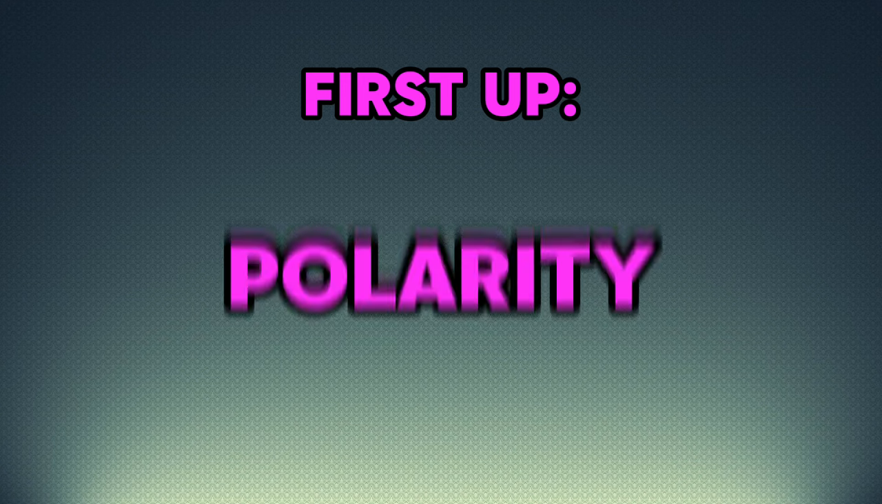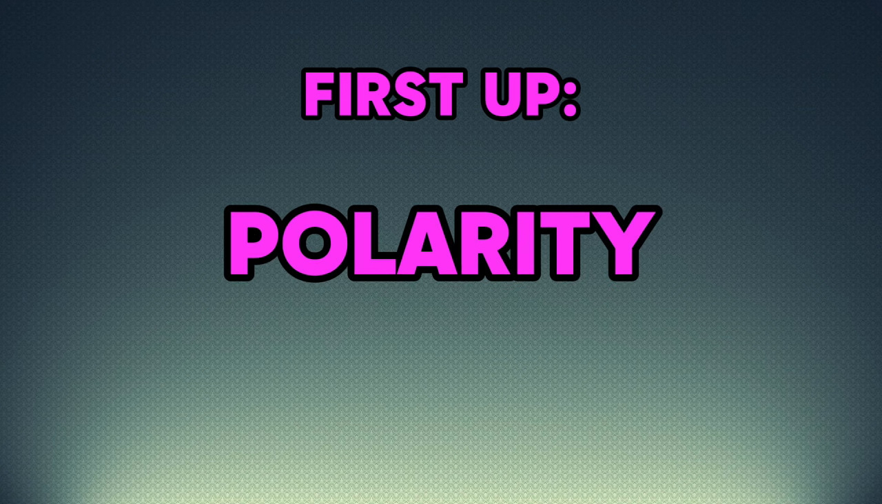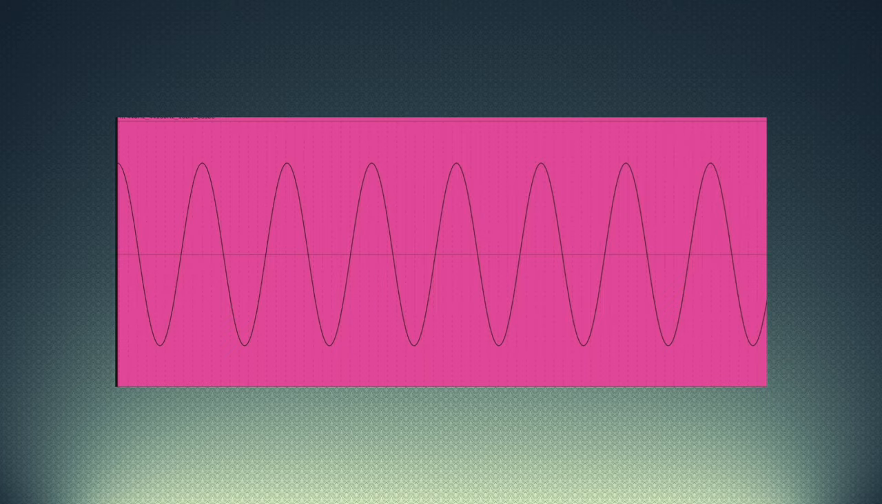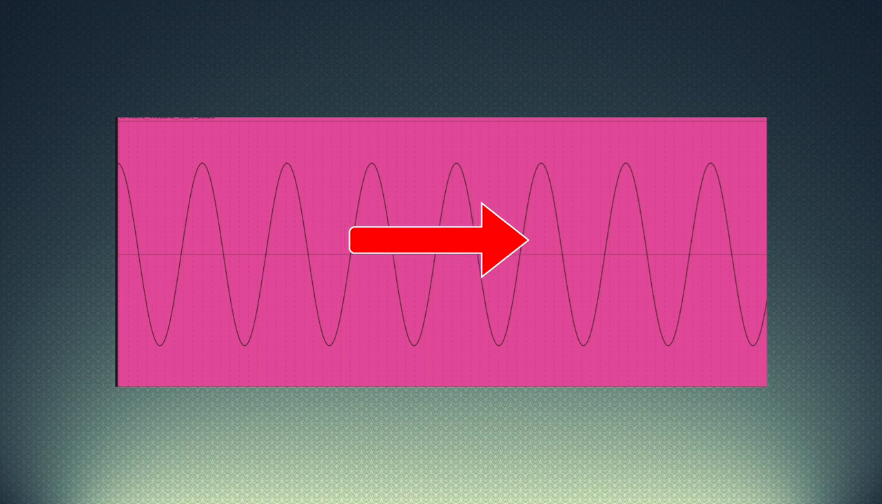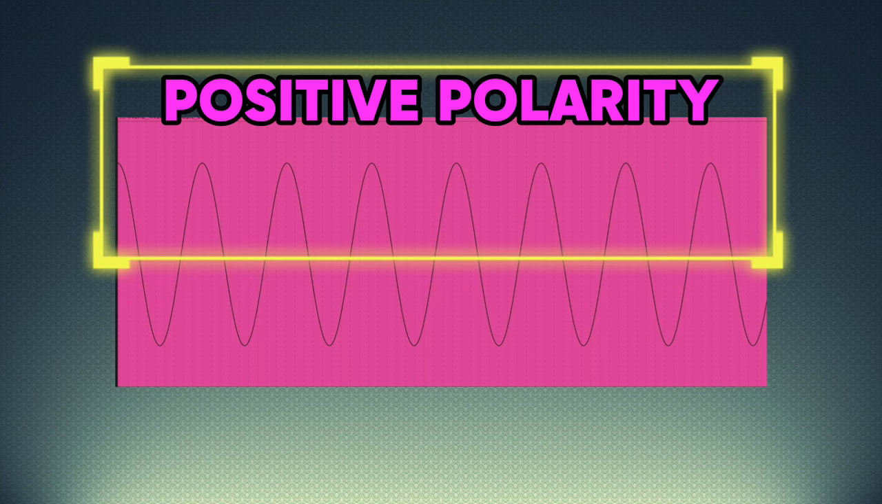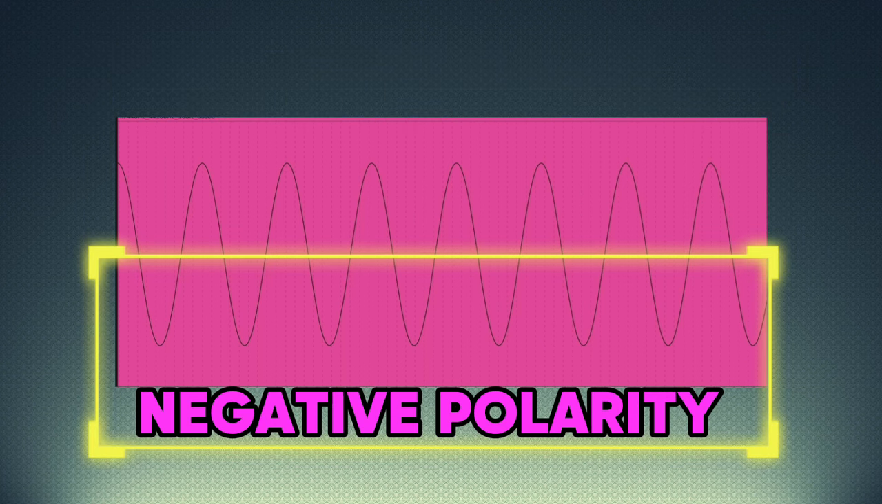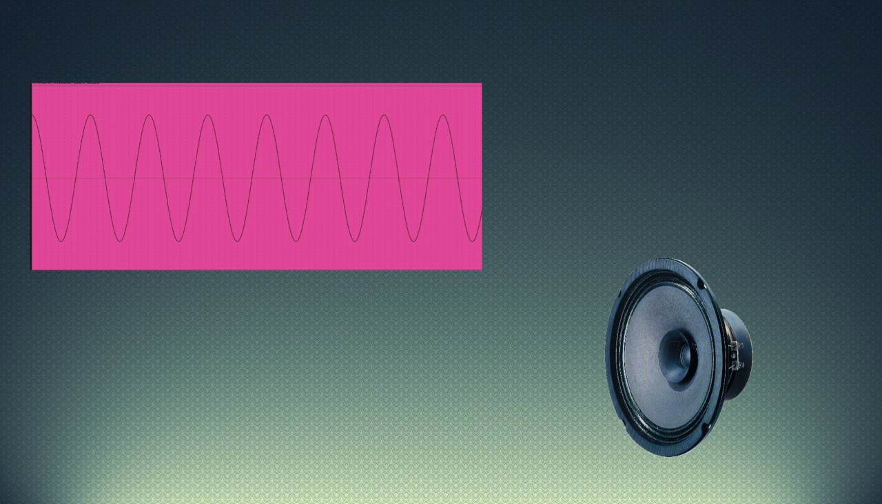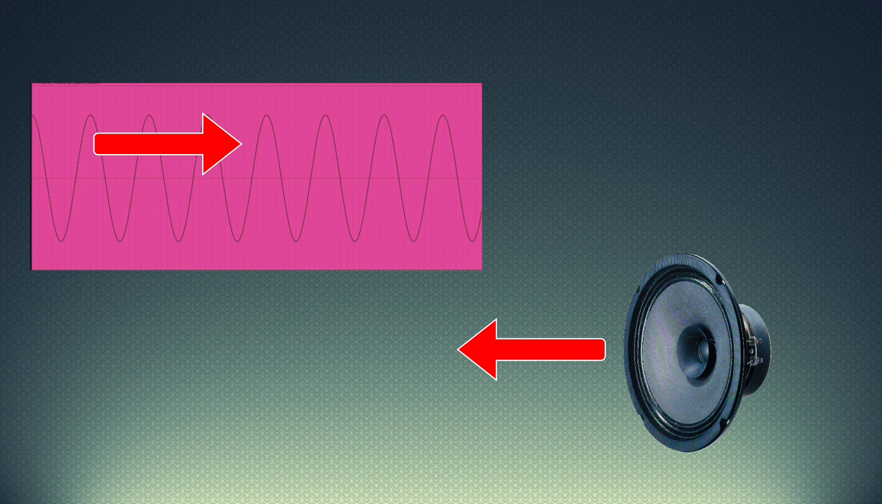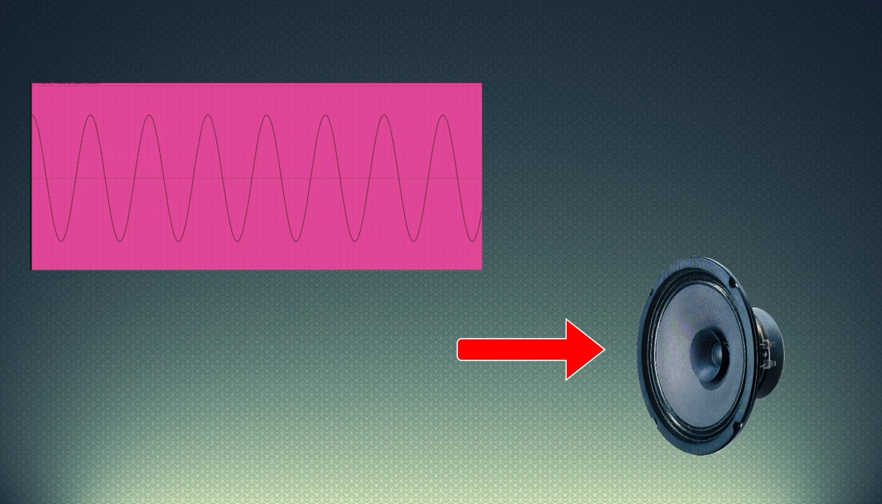All right, so the burning question, what is phase cancellation? To talk about phase, first we need to look at what's called polarity in an audio signal. This diagram shows a basic sine wave. You can see there's a line through the middle, let's call it the median. And the wave alternates between going above and below this median line. When it's above the median line, it's positive. And when it's below the median line, it's negative. This directly correlates to how a speaker will play this wave. When the wave is in the positive section, it will be pushing the speaker cone out. And when it's negative, it'll be pulling it back.